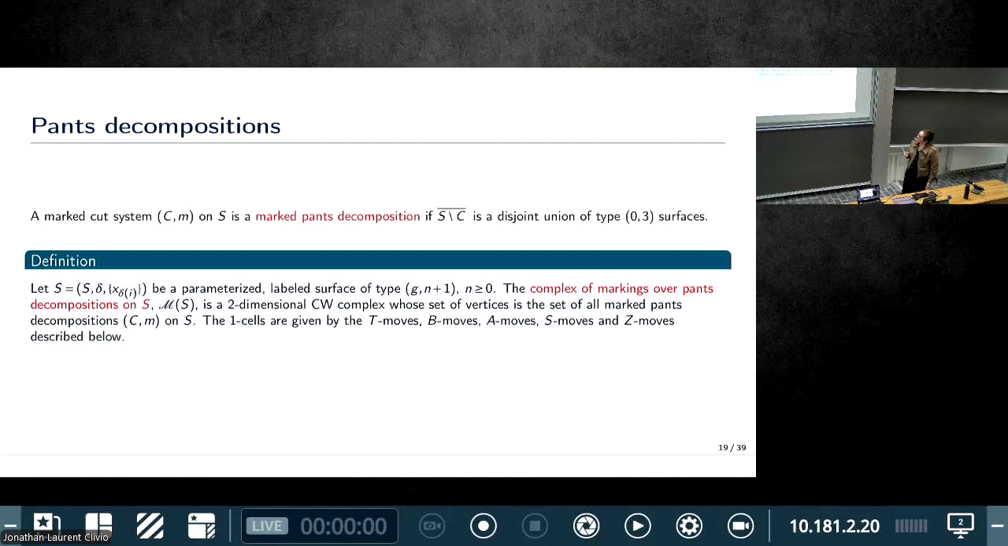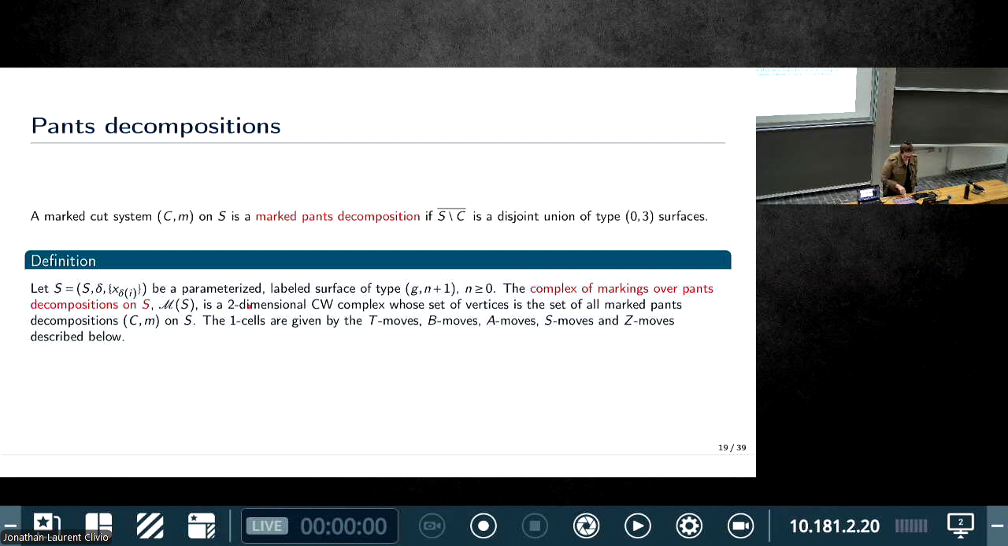Okay, so our definition, and I'm going to show you a bunch of pictures now, so this looks a little bit weird, is we're going to have a cut system. We're going to build a complex where we've taken a cut system so that our surface S is always decomposed in pants. So we take the maximal one. Right? So we're going to build what we call the complex of markings over pants decompositions on S.